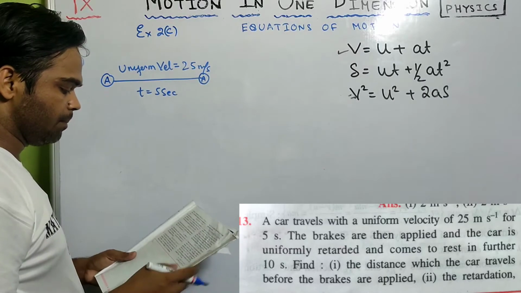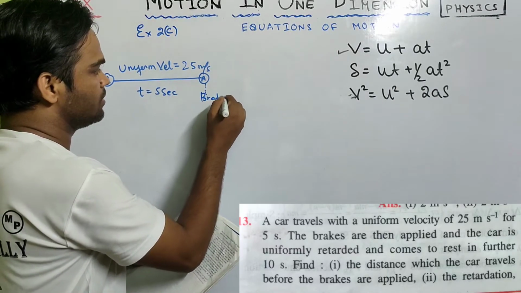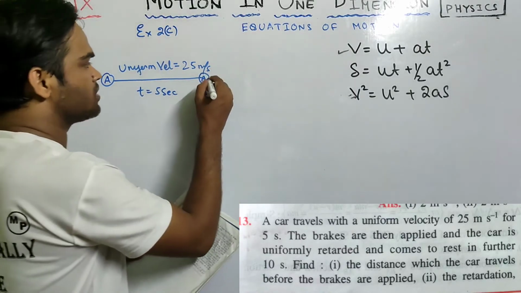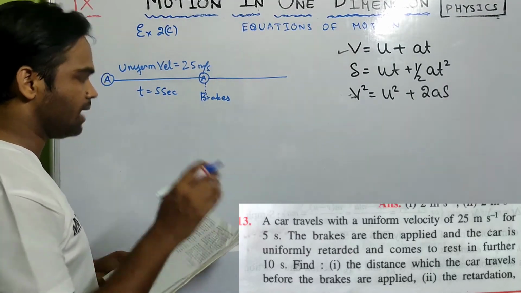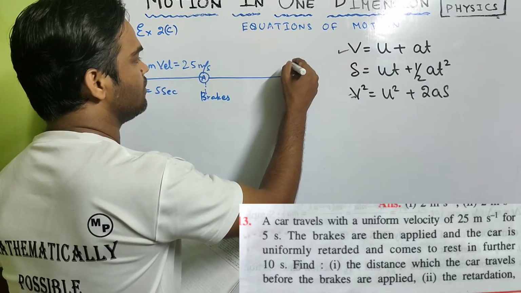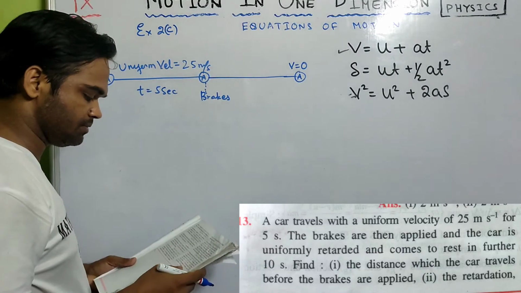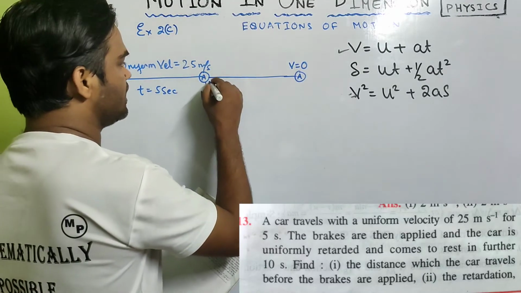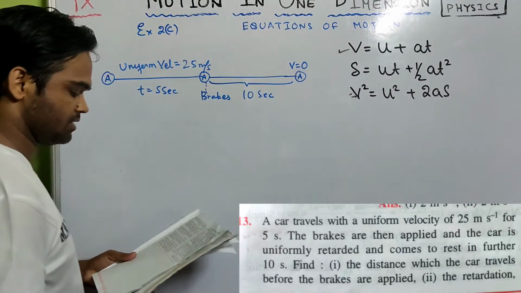Okay. The brakes are at this point, after 5 seconds, the brakes are applied. The brakes are applied and the car is uniformly retarded. Of course, the car will retard. The velocity will decrease and comes to rest, which means finally the final velocity is 0. Finally, the body comes to rest in further 10 seconds. So it takes 10 seconds to come to rest.